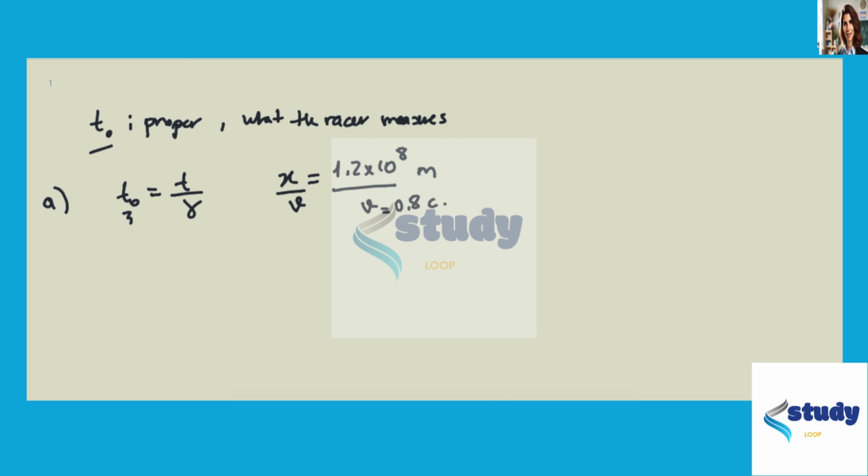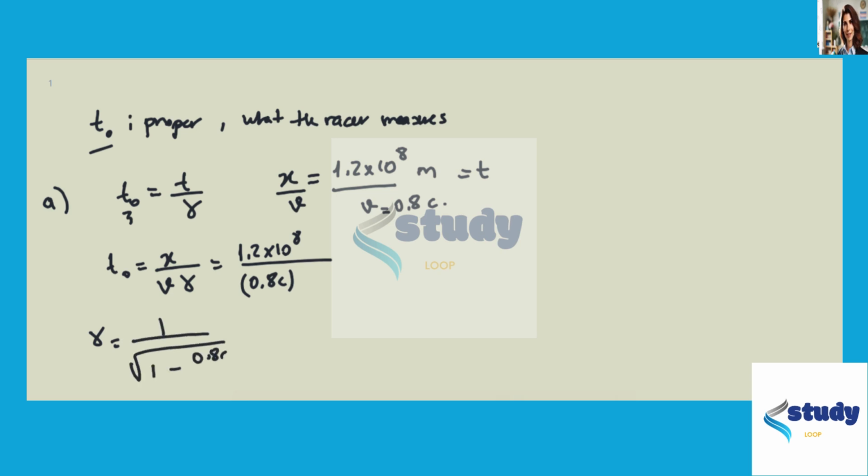Now let's put everything back in the equation. This gives you the t. So T naught is going to be equal to x over v, this is t, divided by gamma. Now 1.2 times 10 to the power of 8 divided by 0.8 c, and on a separate note, let's calculate what gamma is. Gamma is 1 over the square root of 1 minus 0.8 c squared over c squared. When you do the algebra, the gamma factor is going to be 1.666, and it goes on forever. Now we can put 1.666 here, and when we calculate the proper time, it comes out to be 0.3 seconds.